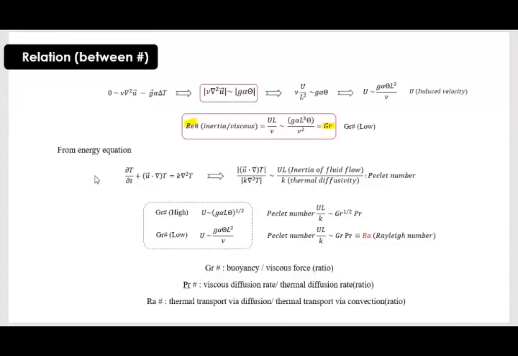Additionally, from the energy equation, the Péclet numbers can be derived. Applying the induced velocity for each situation obtained previously, the following relationships can be obtained. And a new non-dimensional number, the Grashof number multiplied by the Prandtl number, is named the Rayleigh number. In order to understand the meaning of each dimensionless number, the qualitative meaning is indicated as below.